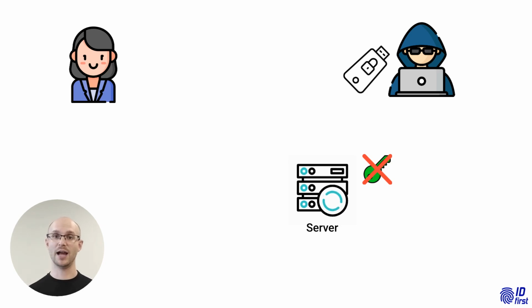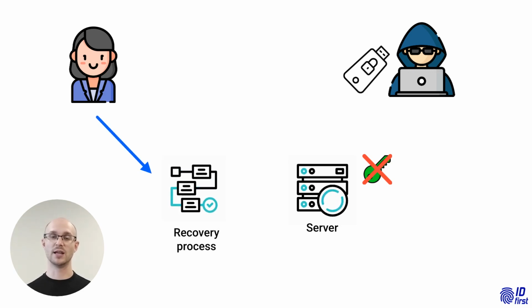With passwords, recovery is often straightforward. You use a verified channel, such as the user's email address, and send a link to reset the password. But if the lost authenticator was part of an MFA setup, recovery becomes more challenging. The authentication method used in recovery must maintain the same level of security as the original method. Otherwise, it becomes an easy target for attackers. So what can be done?